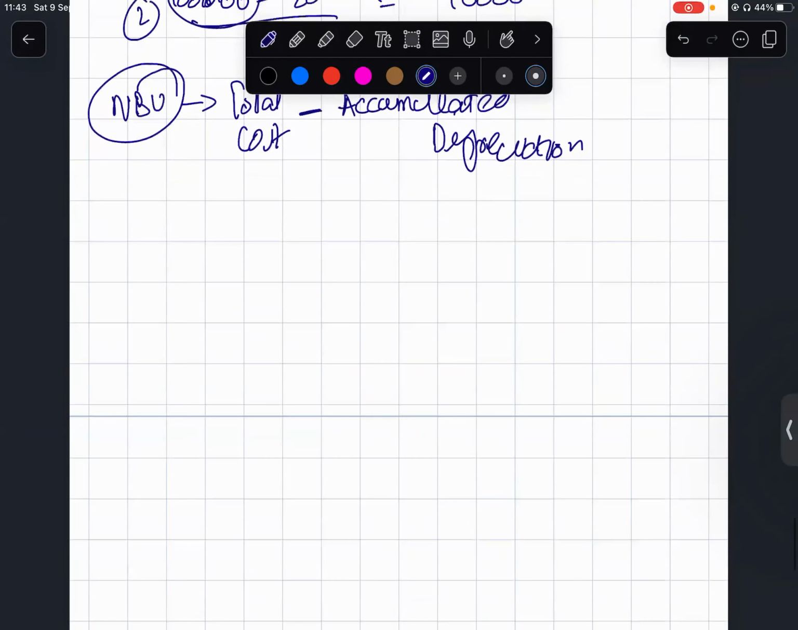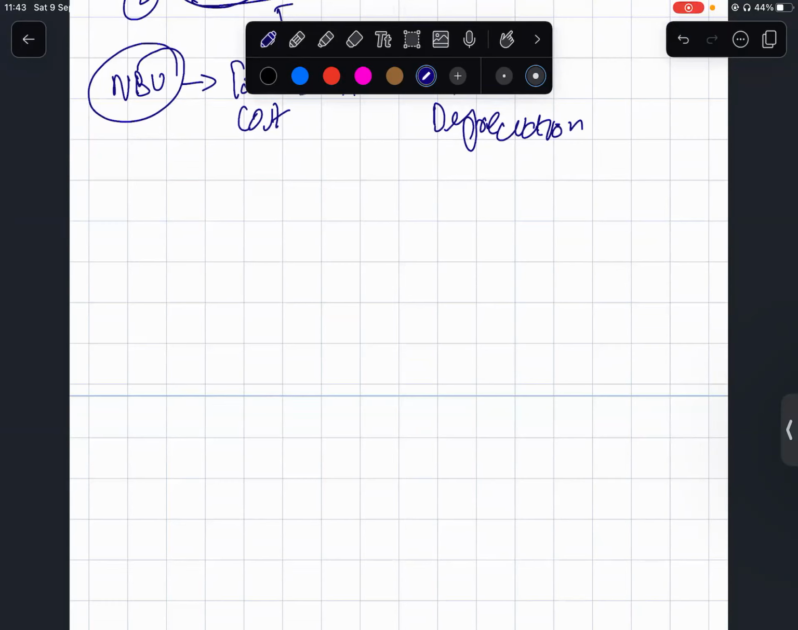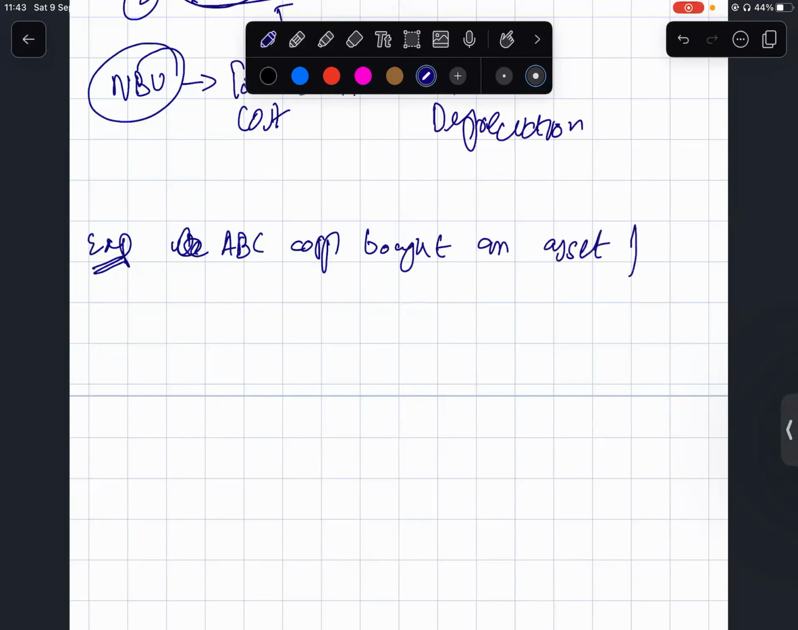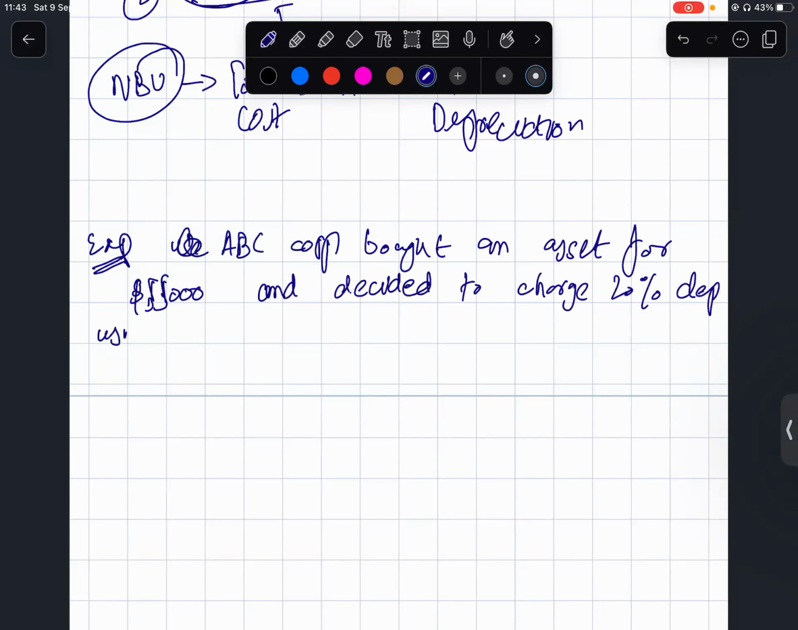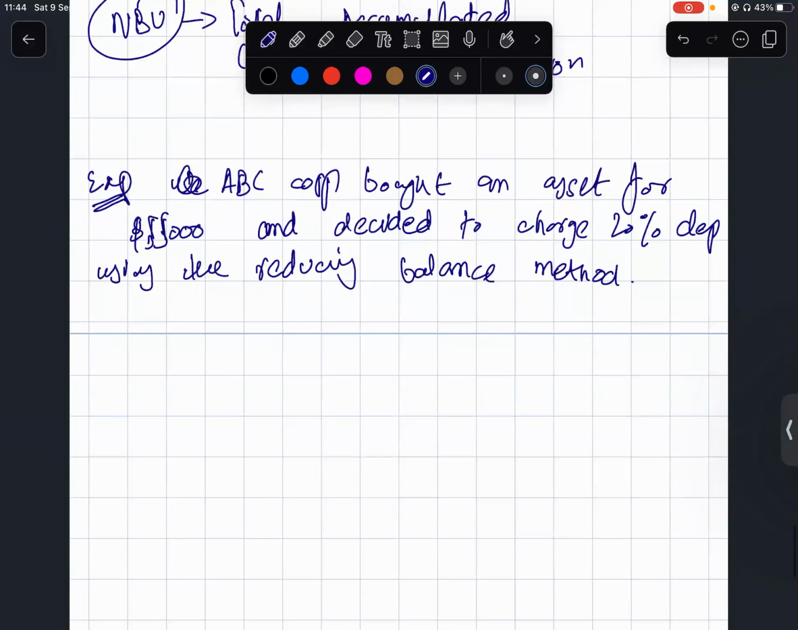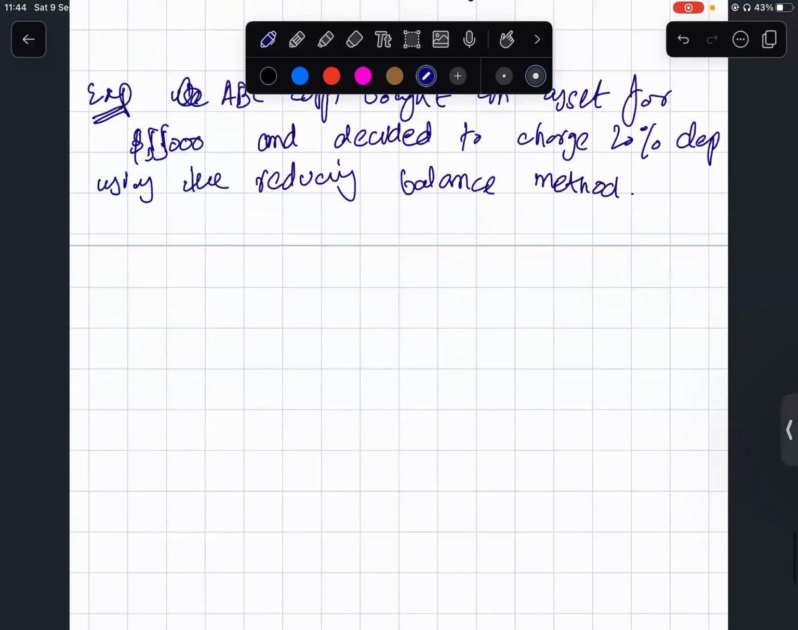Okay, so for reducing balance method, the calculation is very simple. They always give you a percentage, right? So for example, let's do a quick example. They tell you that ABC Corp bought an asset for $55,000, right? And decided to charge 20% depreciation using the reducing balance method, right? So this is actually extremely simple.